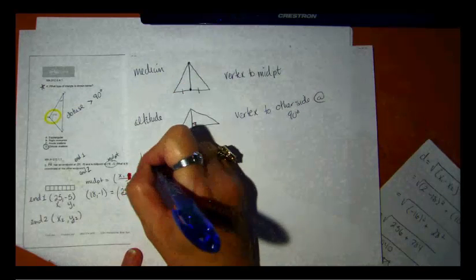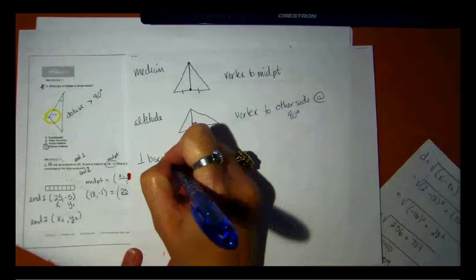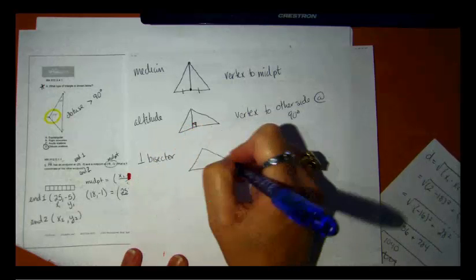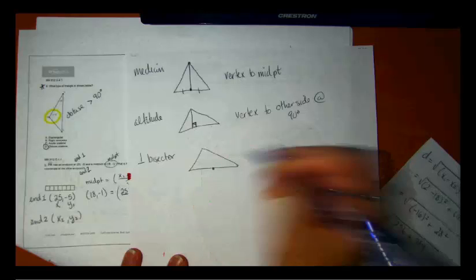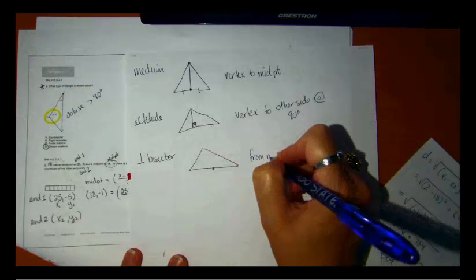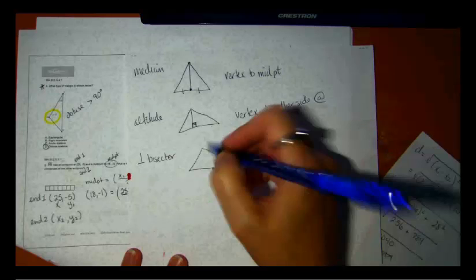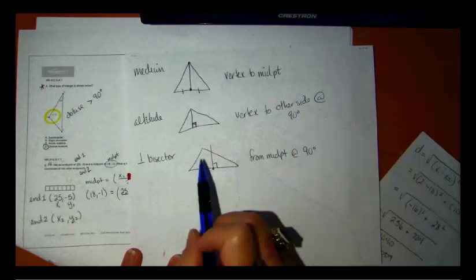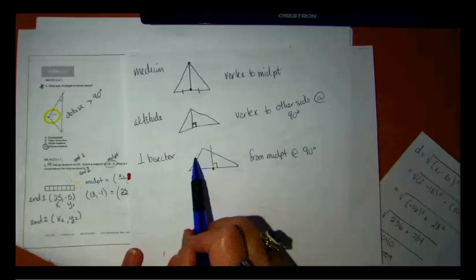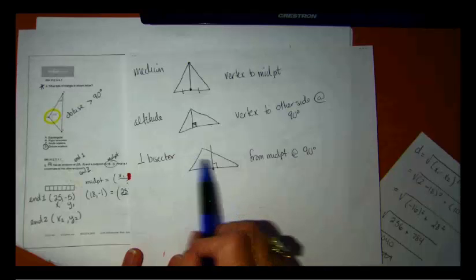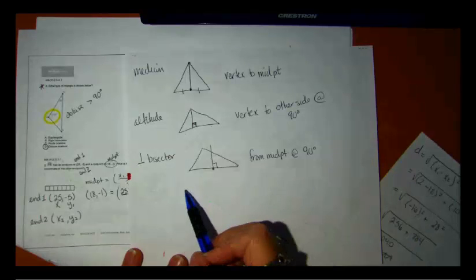A perpendicular bisector goes from a midpoint at 90 degrees. So it may or may not hit the vertex. If it hits the vertex, we're in an isosceles or equilateral triangle. If it doesn't hit the vertex, it's a scalene.